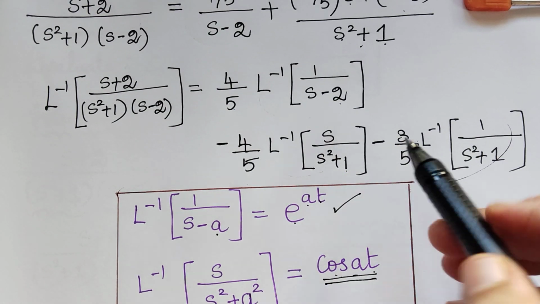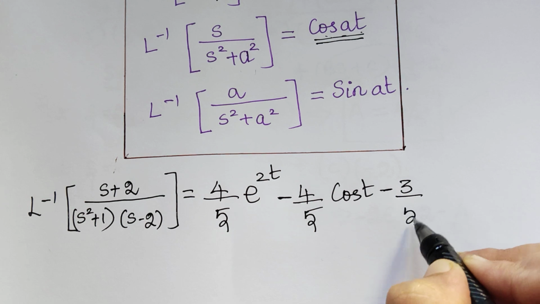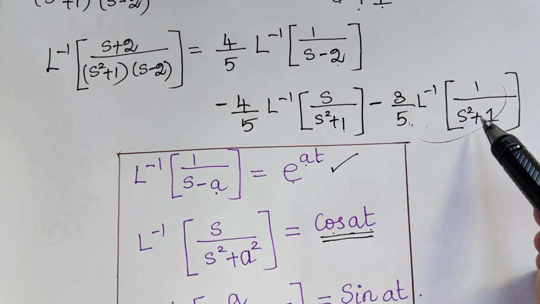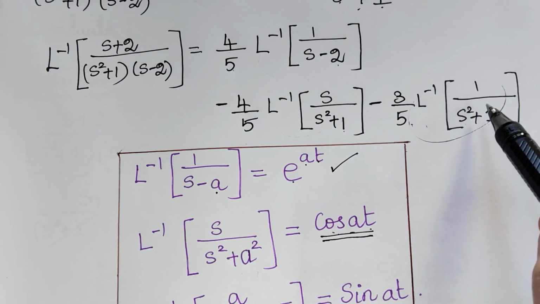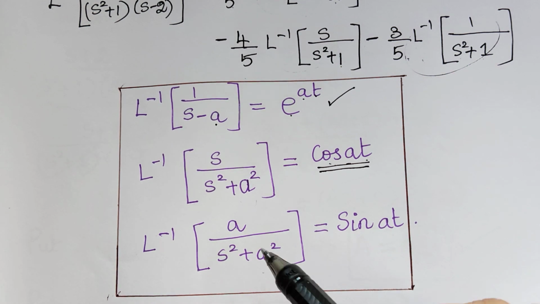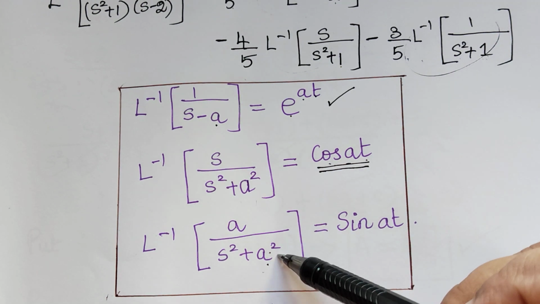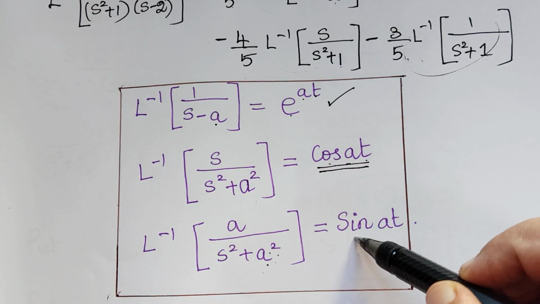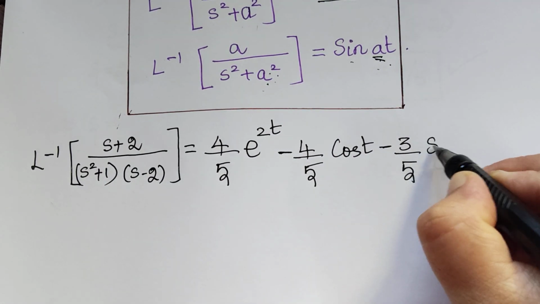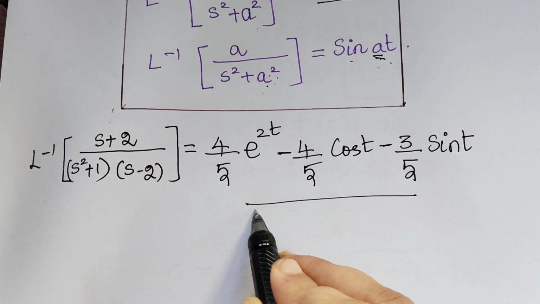And the last term is minus 3 by 5. And then what you have? Inverse Laplace transform of 1 by s squared plus 1, which can be written as a by s squared plus a squared, where the value of a will be what? 1. Because of that only we have 1 here, and here we have 1, which can be imagined as 1 square. And apply this formula. So we get sin at, the value of a is what? 1. So we will have sin t. So therefore we have obtained the required answer.